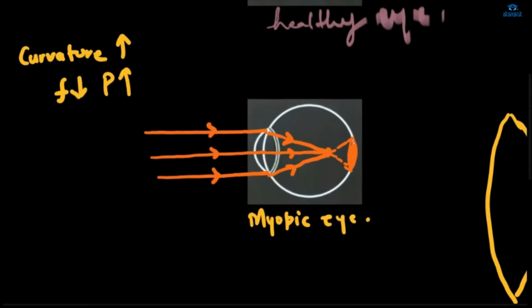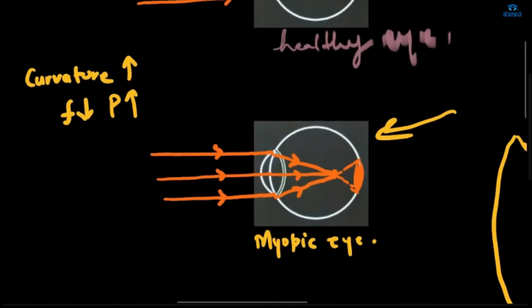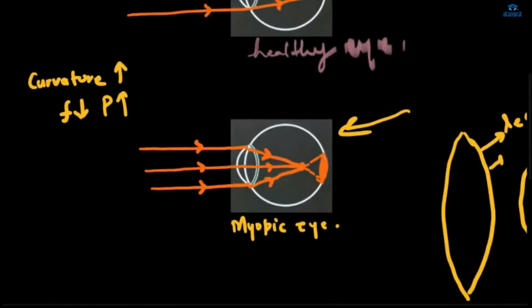Now, we need something that will decrease the power. We need that type of lens which will help in decreasing the power or increasing the power. Tell me, should the power be decreased, then it will be corrected, or should the power be increased, then it will be corrected? Rudra, tell me. Yes, ma'am. Okay. The power of the myopic eye has increased.